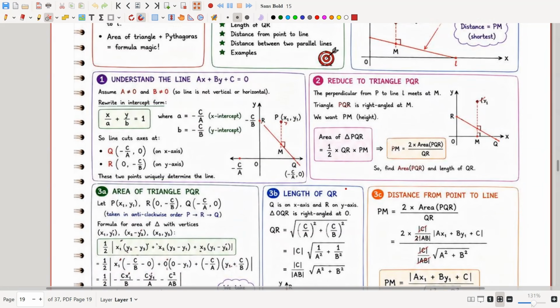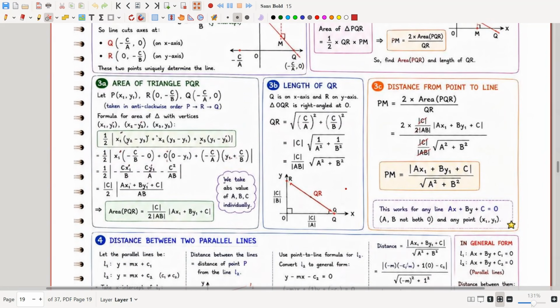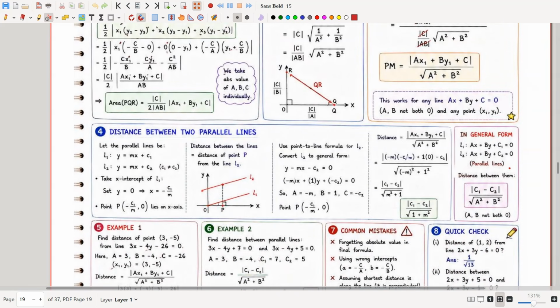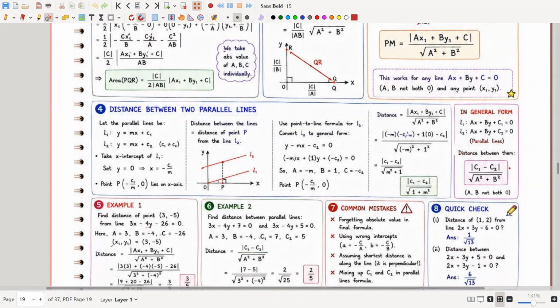And the distance formula from a point to a line will be PM is equal to the distance of that line equation divided by root of a square plus b square. These are all part of the derivations. It is okay if you do not understand these derivations. Let's move on to the last general formula.